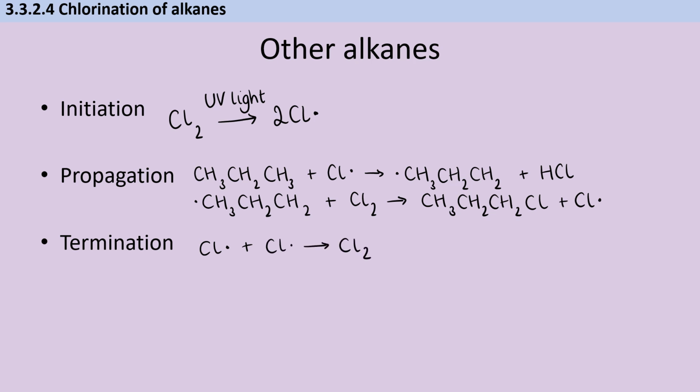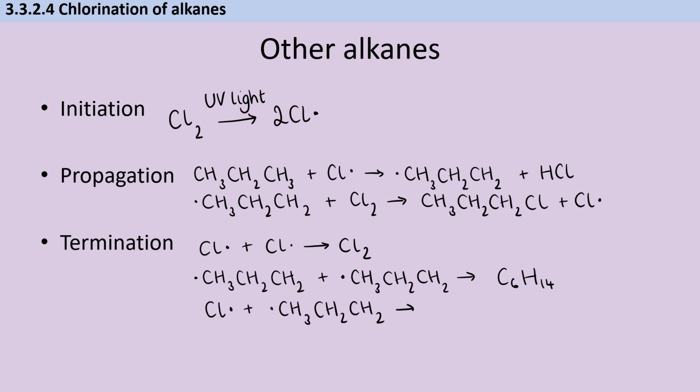And then again, we've got three possible options for termination. We've got the same chlorine free radicals joining together to make chlorine molecules that we had before. We've got that alkyl free radical joining with another one that's the same to make an alkane. So here we've got hexane. And we've also got the chlorine free radical and the propyl free radical making chloropropane.